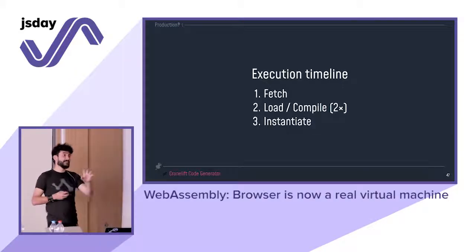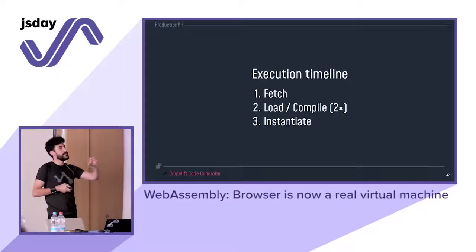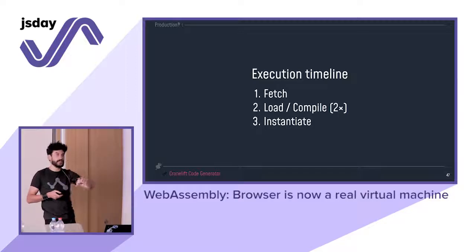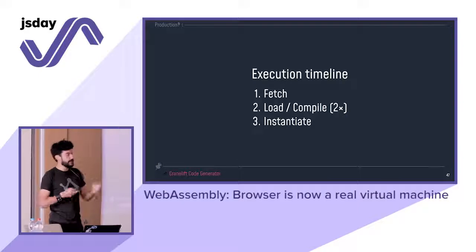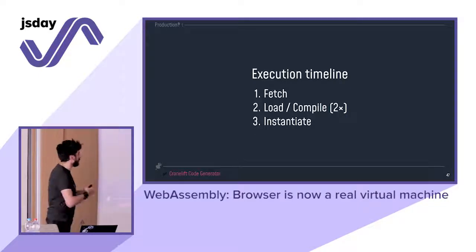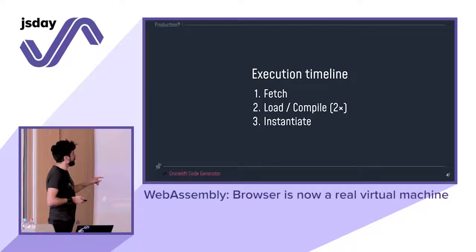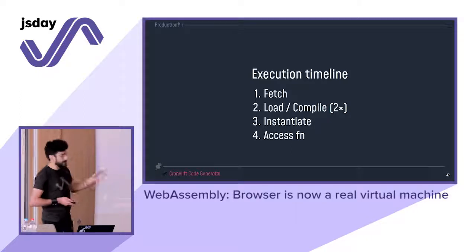Then you instantiate your module. You don't have to wait. This is a premise, so you don't have to wait for the module to be completely loaded. You're allowed to work with it and to instantiate it, even if it's not fully loaded. But you instantiate it in your JavaScript, then you can access the function.